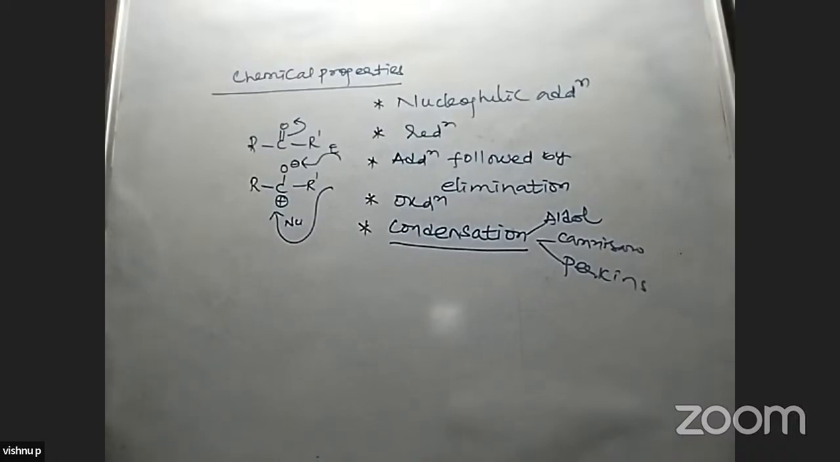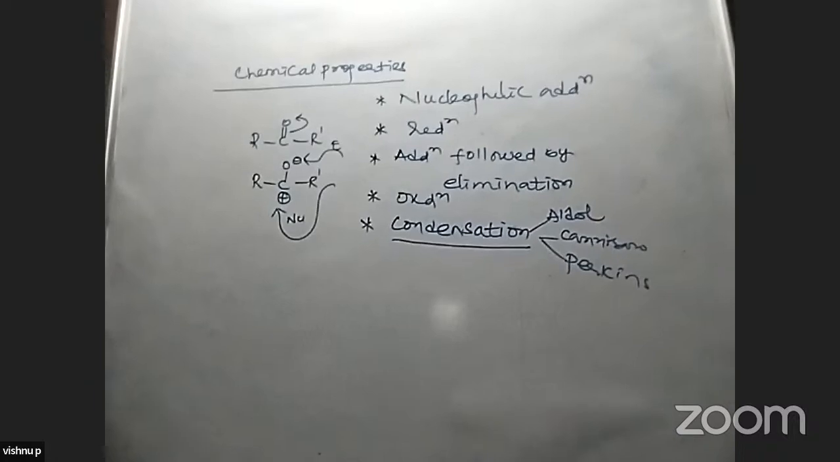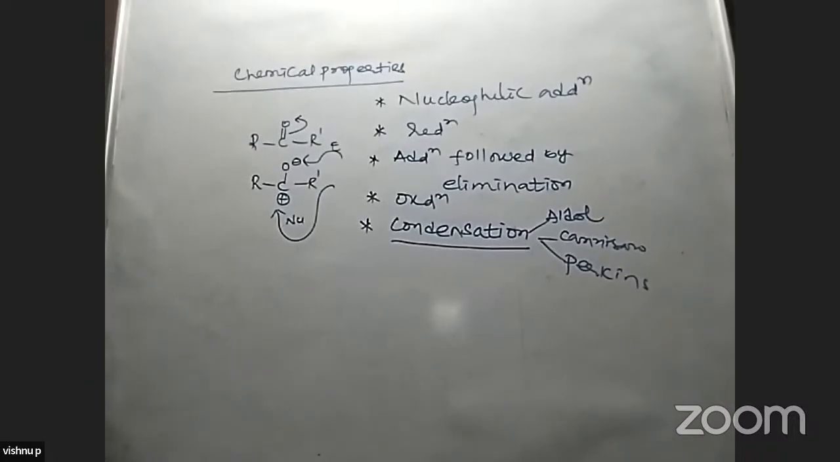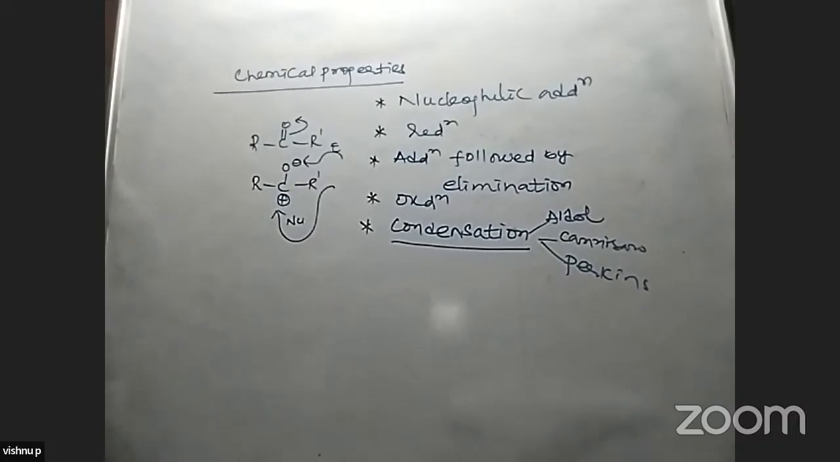Reduction reaction, hydrogens are added. Addition followed by elimination. In this reaction, the first step is addition and then elimination again. Oxidation reaction: generally, aldehydes or ketones are involved in oxidation reactions to form carboxylic acids. And next type, by separation of some molecules like water, compounds are formed. That type of reactions are called condensation reactions.